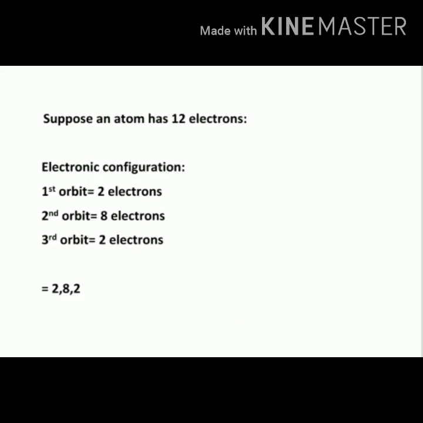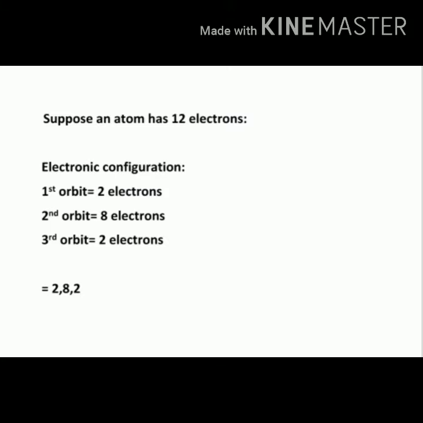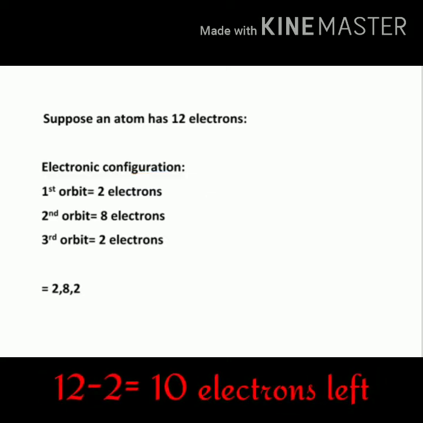Now, see the first example. Suppose an atom has 12 electrons. So how will we arrange electrons, or what will be the electronic configuration? The first orbit, as I told you, can hold a maximum of 2 electrons. So out of those 12 electrons, I will put 2 in the first orbit. Out of 12, if I put 2 in the first orbit, how many left? 10. I go to the second orbit.